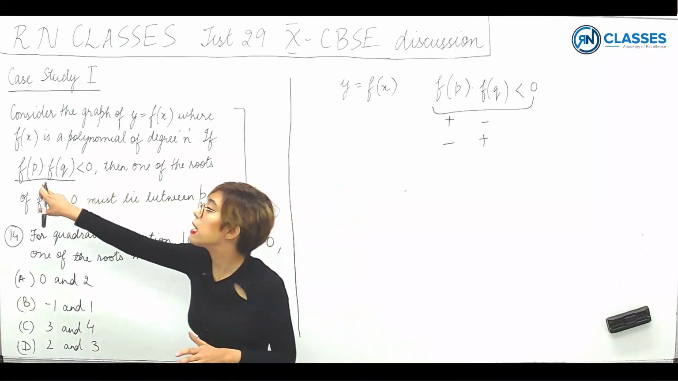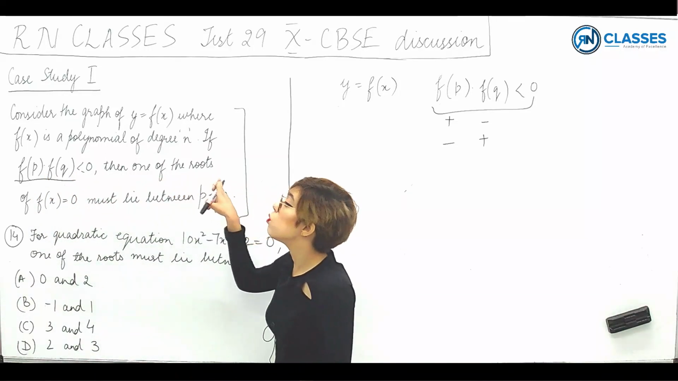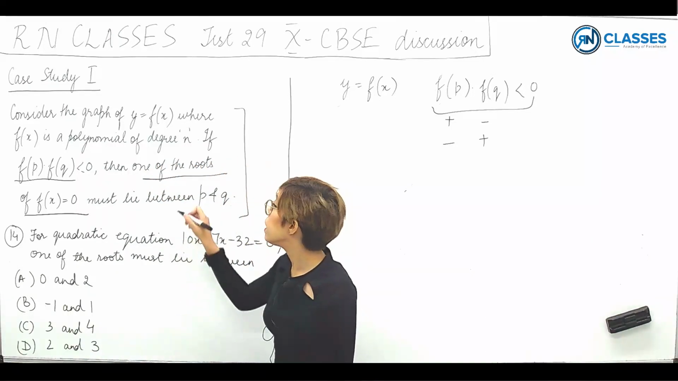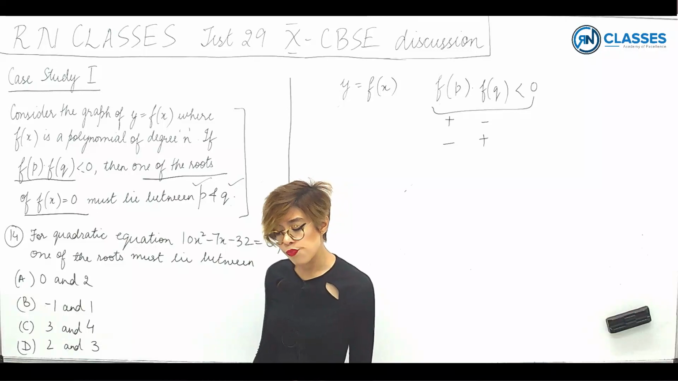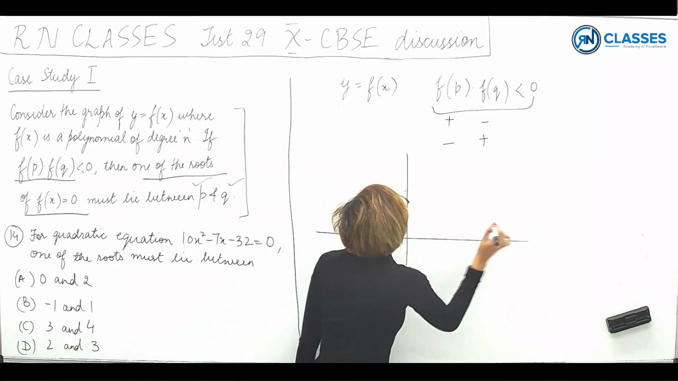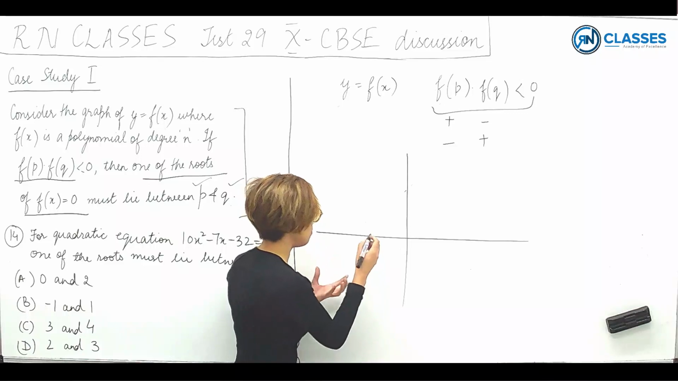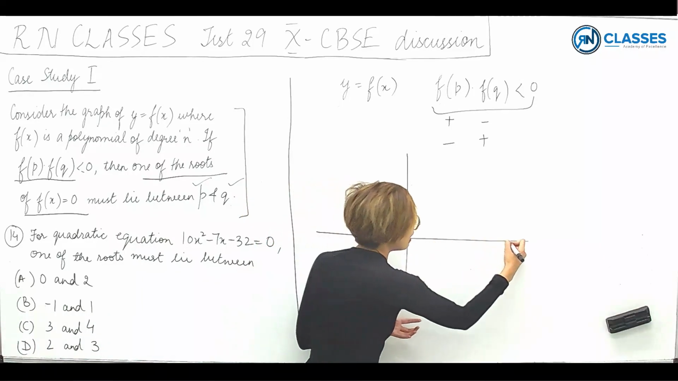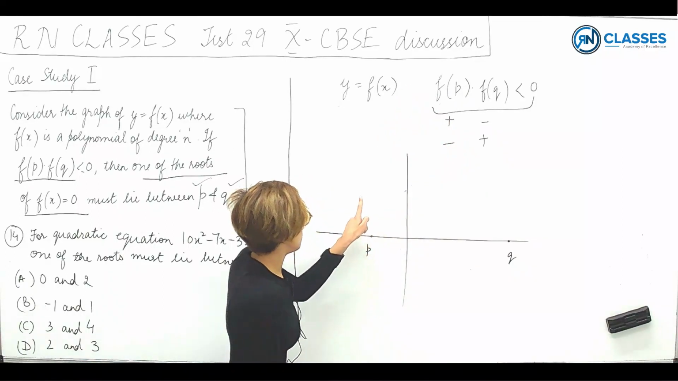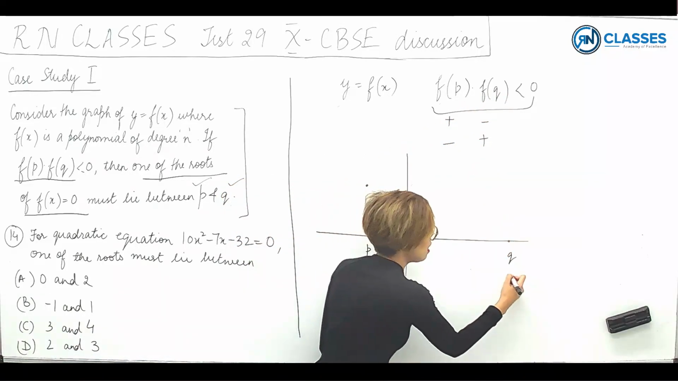Now he says if the product of the two values is less than 0, then one of the roots of f of x equal to 0 must lie between p and q. Okay, let's try to analyze this now. Let's consider p and q. Obviously p and q are values of x, so मैं p को suppose यहाँ पे ले लेती हूँ, q भी यहाँ पे ले लेते हैं. Now first case: f of p is positive, so suppose this is the point. f of q is negative, so suppose this is the point.